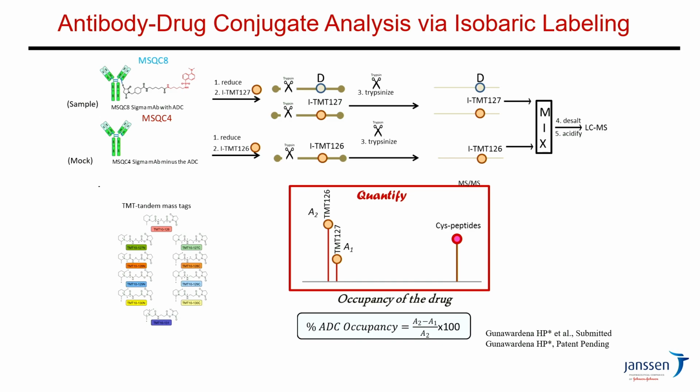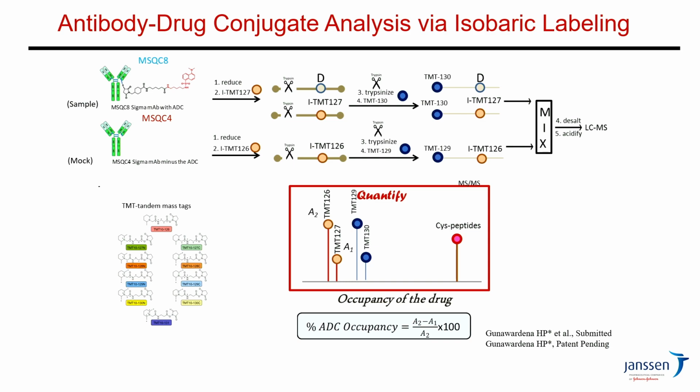The workflow starts with a sample and a mock, and we first do a reaction where we can do iodo-TMT labeling. It labels the cysteines, and this is particularly useful for looking at cysteine drug conjugates. And then we do a trypsin digestion and do a second labeling of TMT, where it labels the N-termini or the lysine. Then we mix and run LCMS, and what we see in the spectrum is the reporters, which give us the occupancy. So we can use occupancy estimation both at the protein level as well as at the peptide level.